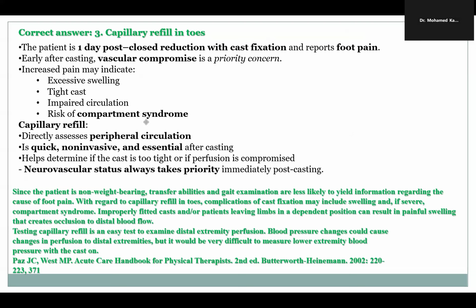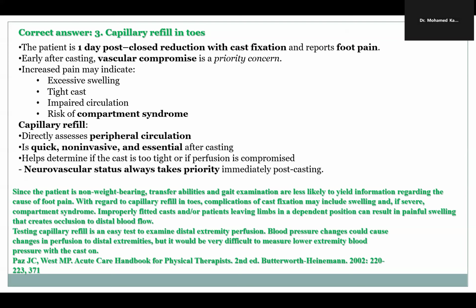Let's break down the information here to understand why we have selected this. The patient is day one post closed reduction with cast fixation and reports foot pain. Okay, this is early after casting. The cast is just 1 day ago. Some people might have itching, they might feel that the cast is giving them some discomfort. But no, this is very recent, 1 day ago.